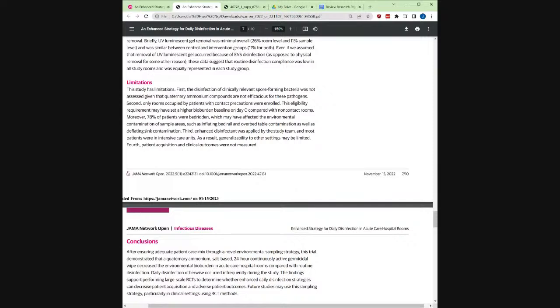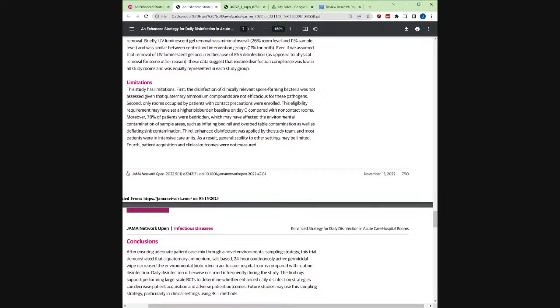These are patients with already a lot more bacteria. So as they say, they have set a higher bioburden baseline at 0 compared to non-contact room. When you have more bacteria at baseline, it's more likely to see a difference. So all these special disinfection wipes may only be effective if there's a lot of bacteria and you can see the difference. But in regular floors, surgical floors where you don't have that much bacteria, may not even make a difference, right? So they are bringing this up.